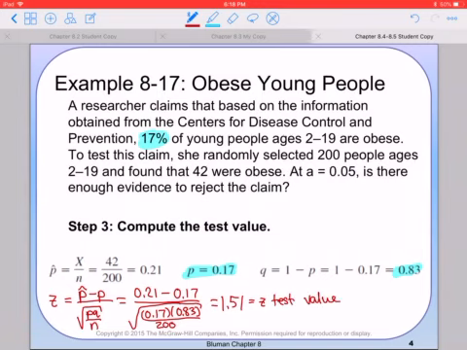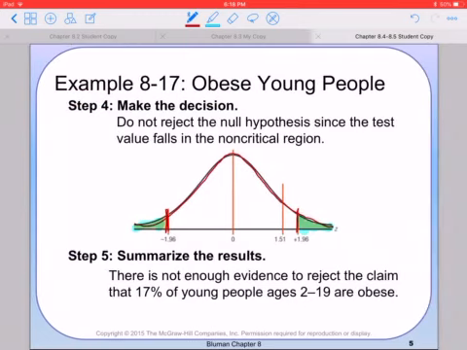We plot that in our normal curve, the 1.51, and we see that that's in the non-critical region. Okay, so there's not enough evidence to reject the claim. We see that it's in the non-critical region, so therefore we accept the null hypothesis. And if you remember, the null hypothesis was the claim. So there's not enough evidence to reject the claim that 17% of the young people ages 2 to 19 are obese.